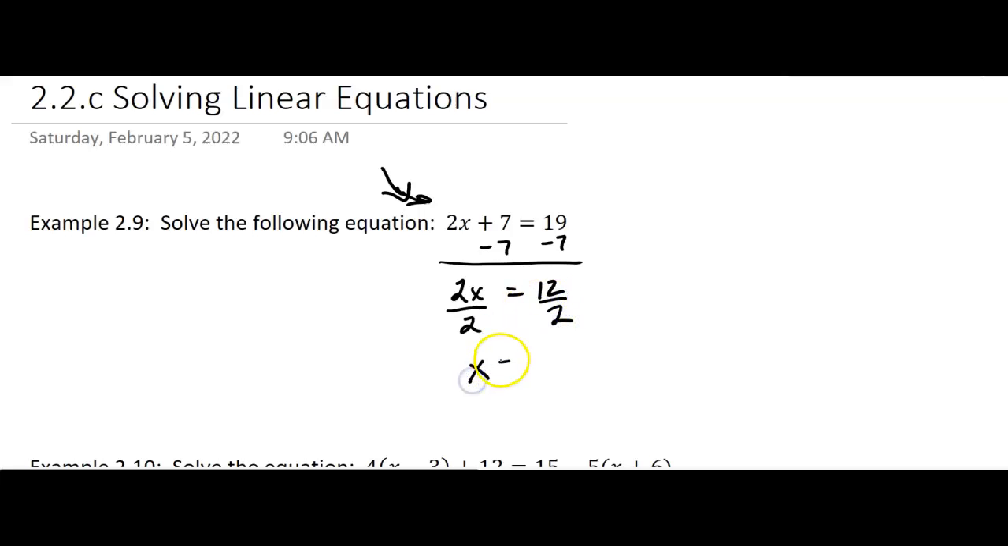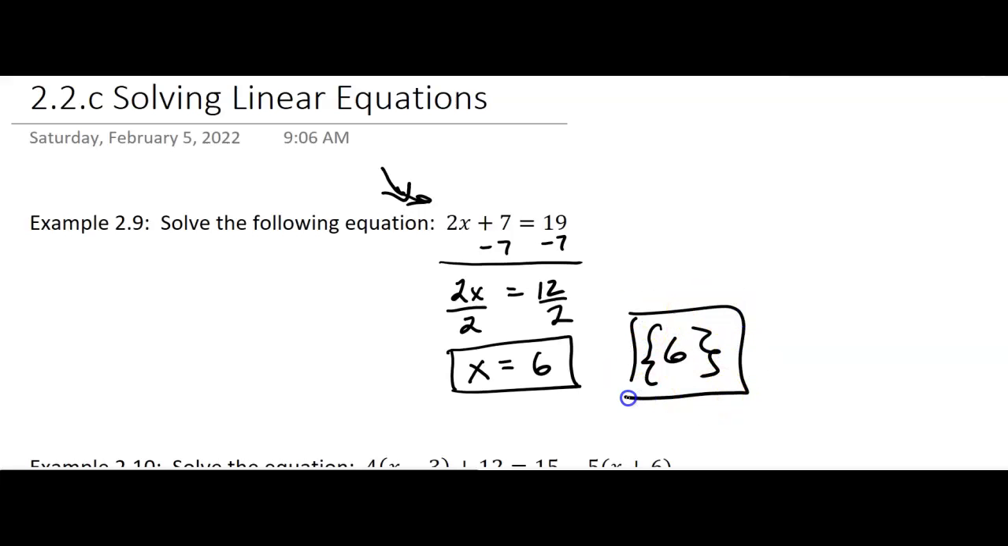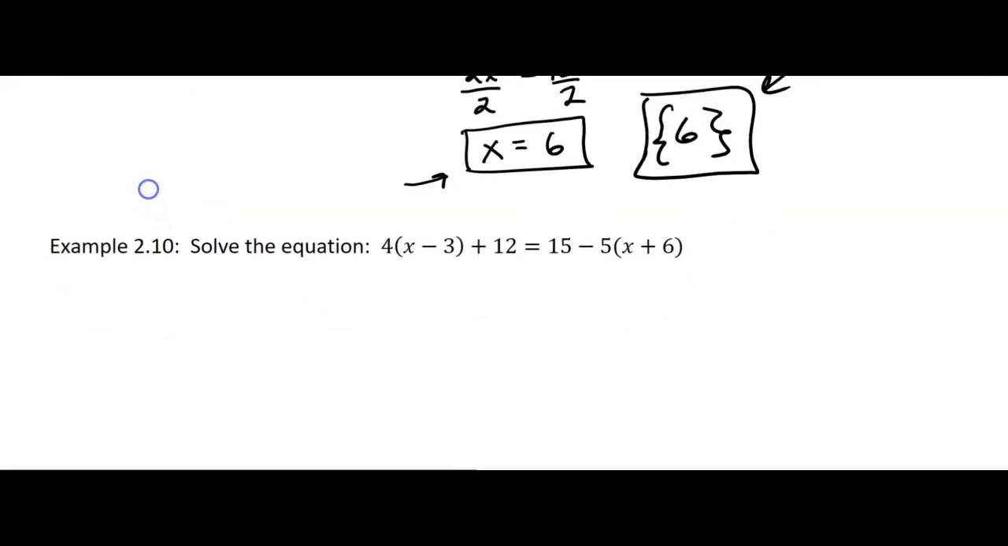So in this case, I get x equals 6. I'm fine if you write it this way. I'm fine if you put it in set notation. I probably won't do all of them twice, but I know some textbooks and people like to do it this way. Sometimes they like to do it that way. All right, now that one wasn't too bad.